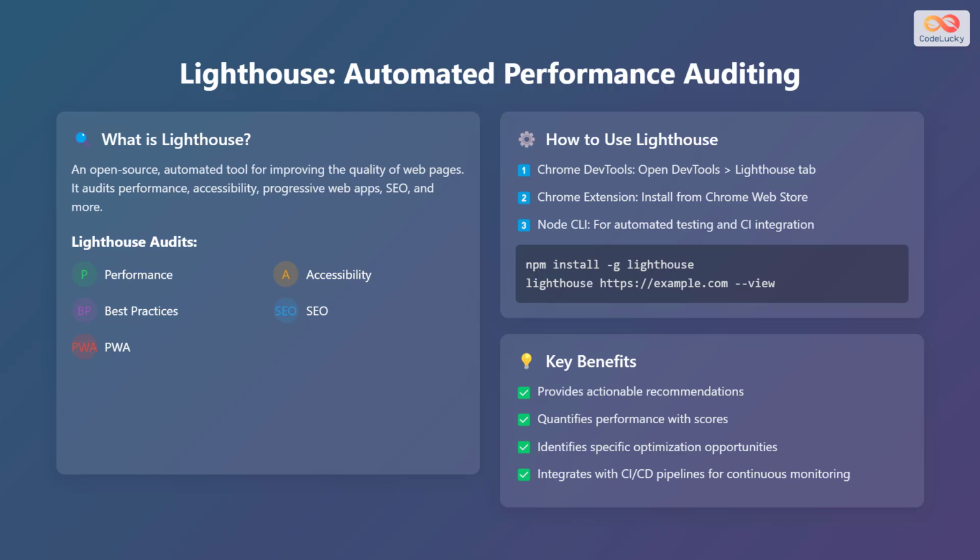To install it, use the command npm install -g lighthouse. To run it, use the command lighthouse https://example.com/view. Lighthouse provides actionable recommendations, quantifies performance with scores, identifies specific optimization opportunities, and integrates with continuous integration and continuous delivery pipelines for continuous monitoring.